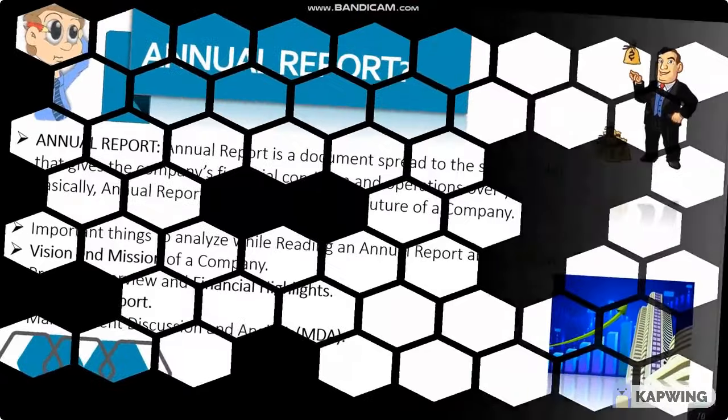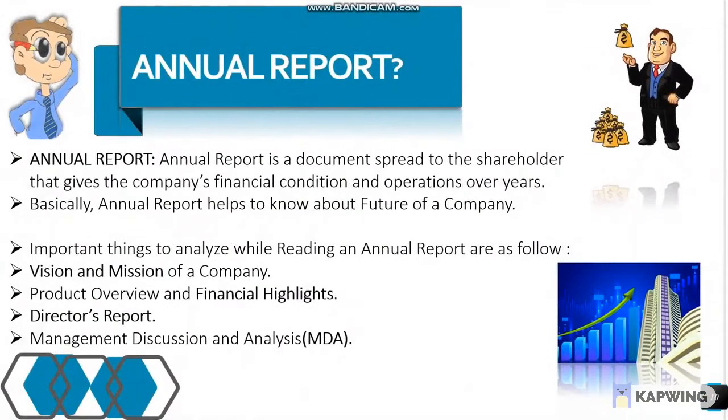Now we are going to discuss the second type of quantitative analysis, that is annual report of a company. Annual report is a document sent to the shareholders that gives the company's financial conditions and operations over the years. Basically, annual report helps to know about the future of the company. Important things to analyze while reading an annual report are as follows: vision and mission of a company, product overview and financial highlights, director's report, management discussion and analysis.